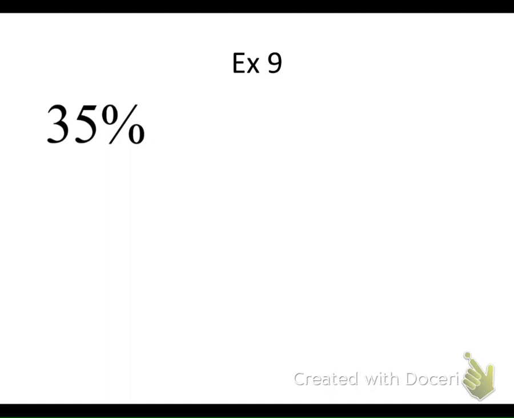So example number 9. We have 35%. I want you to change this percent to a fraction. So what's my numerator going to be, Isaiah? Look at your sheet. Your numerator is just going to be the percent without the percent sign, so 35. Then your denominator is going to be 100 because the percent is out of 100. Last step, simplify. Just looking at this, what's 35 and 100 both divisible by? So what's 35 divided by 5? And 100 divided by 5? There you go. That's your final answer.